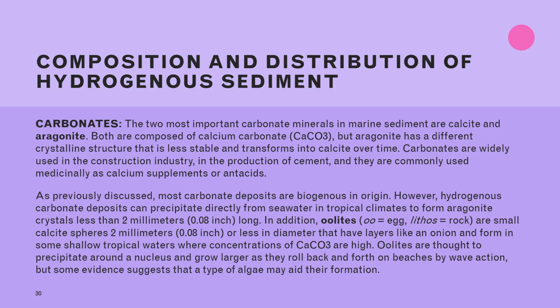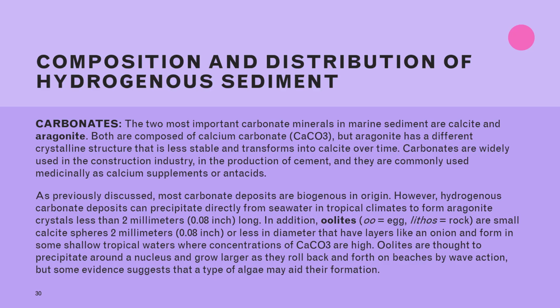Carbonates. The two most important carbonate minerals in marine sediments are calcite and aragonite. Both are composed of calcium carbonate, CaCO3, but aragonite has a different crystalline structure that is less stable and transforms into calcite over time. Carbonates are usually used in the construction industry, in the production of cement, and they are commonly used medicinally as calcium supplements or antacids.